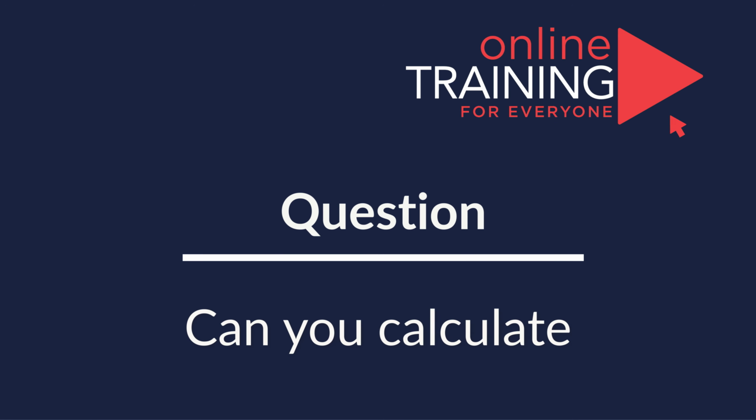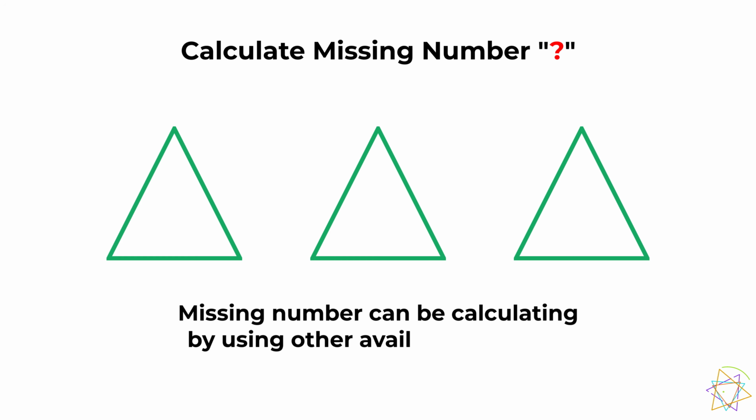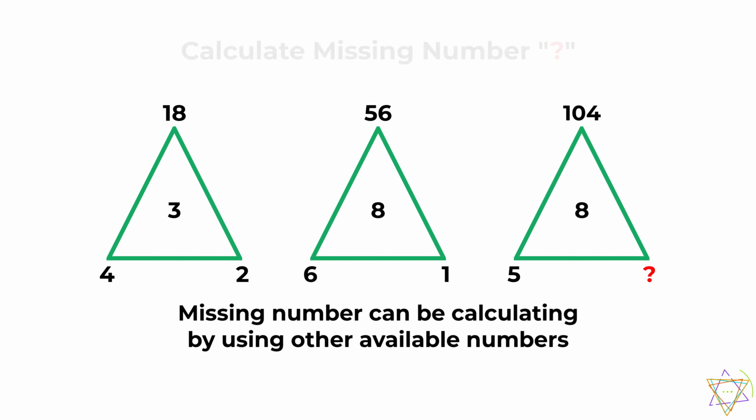Here's a very interesting question you frequently see on the test. You're presented with 3 triangles. Each of the corners of each triangle has numbers. For example, first triangle has number 18 on the top, numbers 4 and 2 at the bottom and number 3 in the middle. Second triangle has numbers 56, 6 and 1 and number 8 in the middle. Third triangle has number 104 on the top, number 8 in the middle, number 5 in the bottom left corner, and one missing number in the bottom right corner.